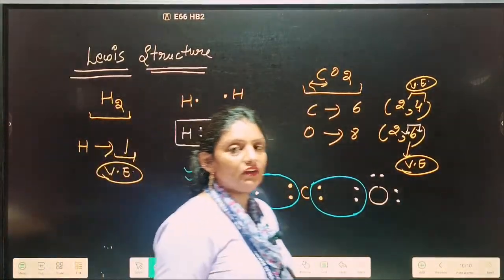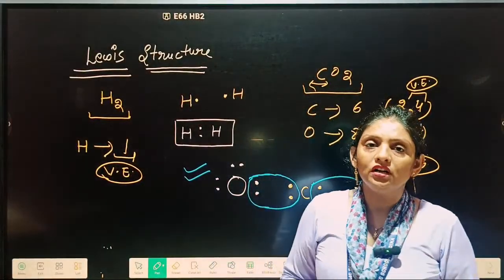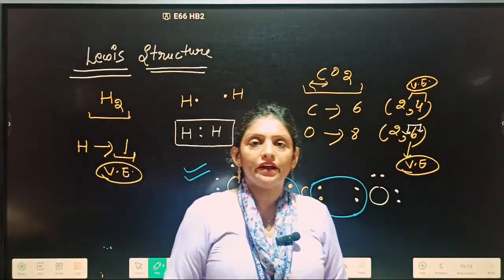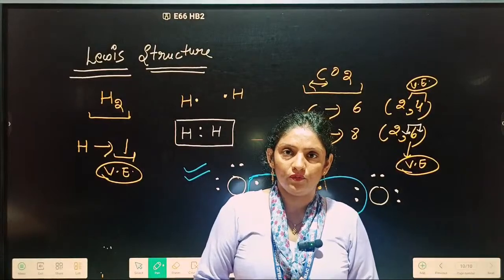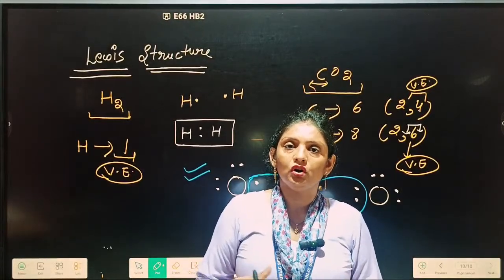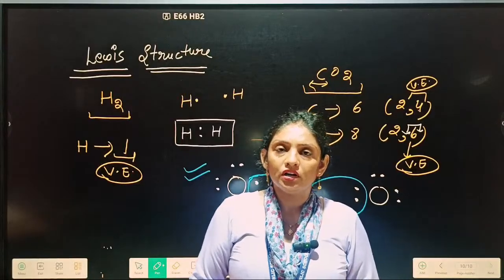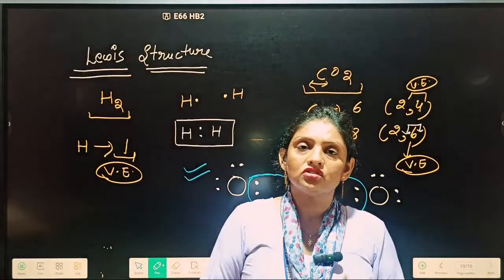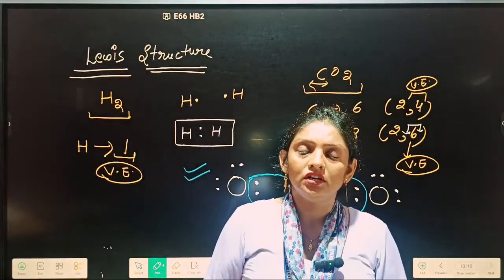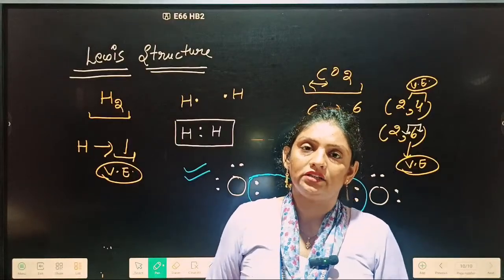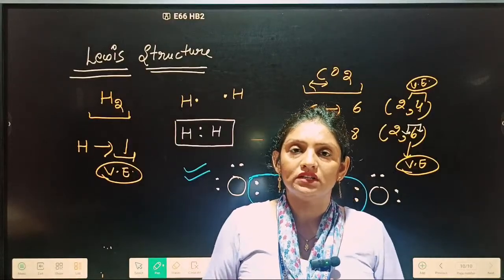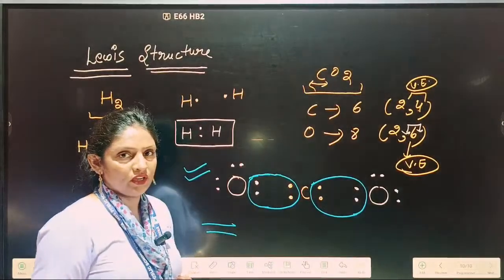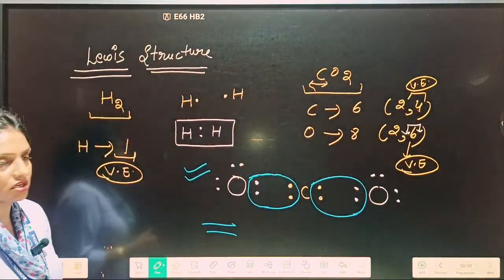First of all, you will identify the central element. Then you will write the electronic configuration. After writing the configuration, you will see the valence electrons. Then you will write all the valence electrons for all elements present in the molecule. Then you will see how many electrons are needed for getting stability. According to that, you will do the mutual sharing. Okay, students. So I hope this concept is also clear to you. How can we draw the Lewis dot structure?